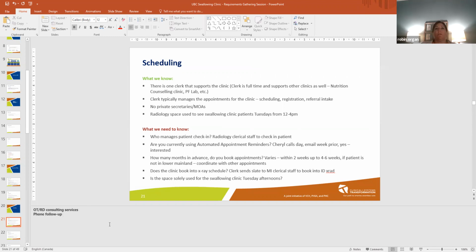So it's really just they're coming for the swallow study. I'm just curious, because you said the radiology clerk checks everything. So are they checking everything in, or they only check in the appointments where they're actually doing one of the IDX studies? Yes, if they're coming in for a video fluoroscopic swallow study or a modified barium swallow, that would be when radiology would check them in.